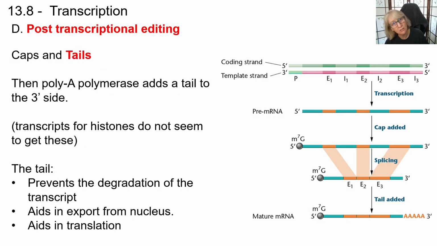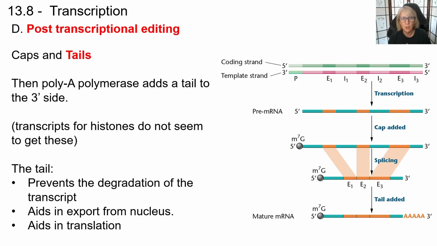You then add a tail. Your tail is added by an enzyme called poly-A polymerase. It's going to add in sequences of 50 to 150 adenines at the end of every single transcript, except for histones. They don't seem to get these. But everybody else seems to get these polyadenylated tails.